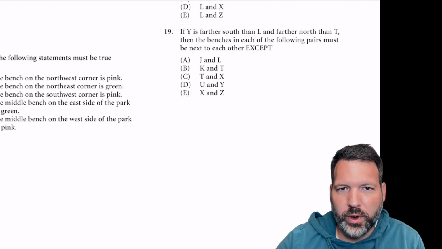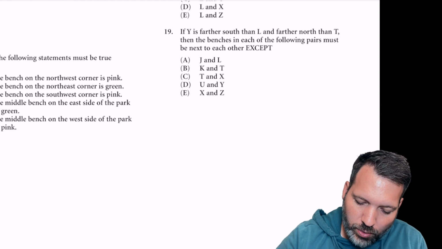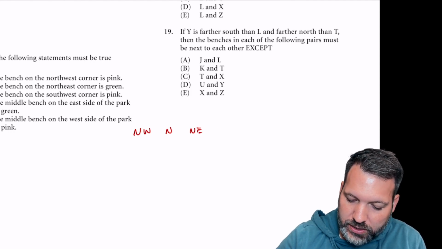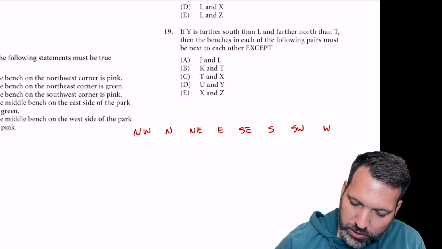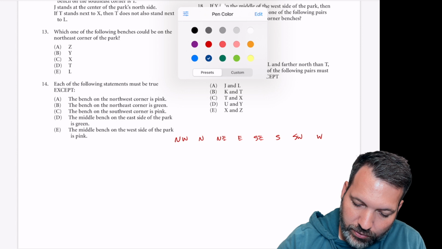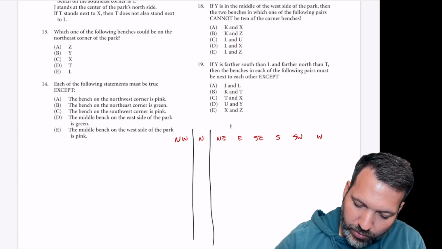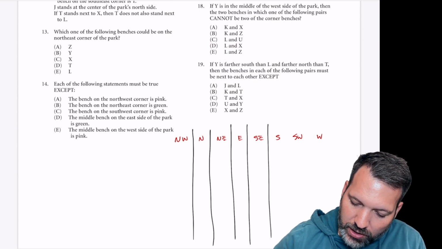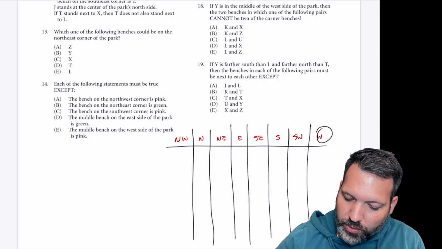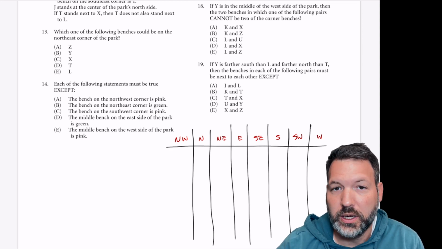So instead of doing 1, 2, 3, 4, 5, 6, 7, 8, we're going to go northwest, north, northeast, and then west. And that should be 1, 2, 3, 4, 5, 6, 7, 8. Yeah, that's our 8 different directions, 8 different places where the benches could be. The only big thing we'll want to keep in mind with this particular diagram is that west and northwest are linked.